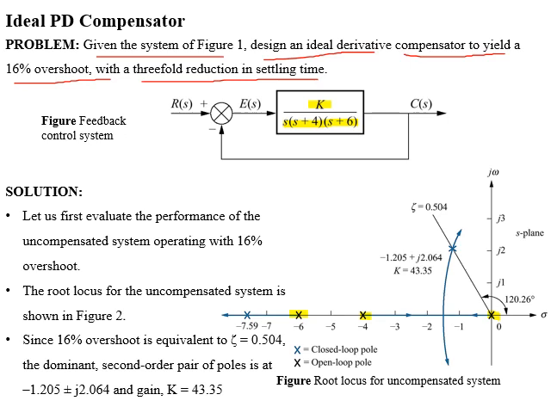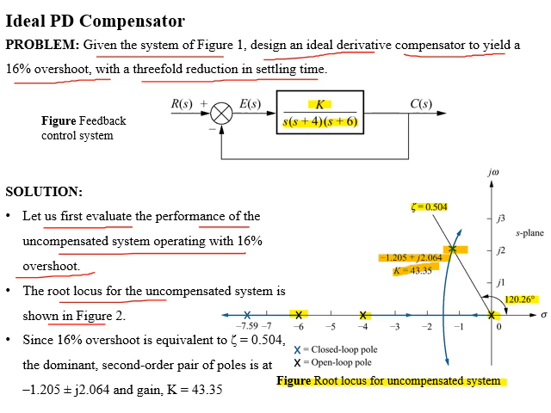First we will evaluate the performance of uncompensated system at 16% overshoot. For this, first we will draw the root locus of the system and we will draw a line of constant damping ratio. For this line of constant damping ratio, zeta equals 0.504 and angle will be equal to 120.26 degrees.